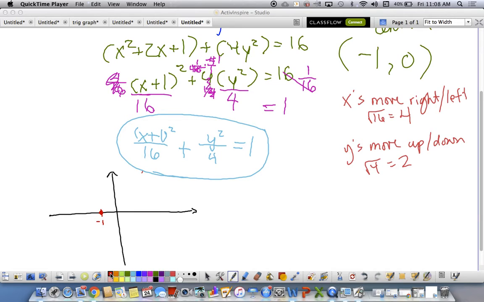Talk about calculus. Okay, so our center is at negative 1, 0. The x's are going to move 1, 2, 3, 4 to the right, and 1, 2, 3, 4 to the left. So we'll have points here and here. Your y values are going to go up 2 and down 2, negative 2 to positive 2.